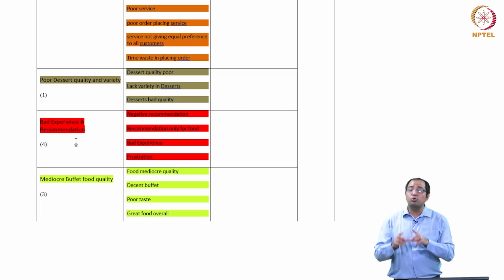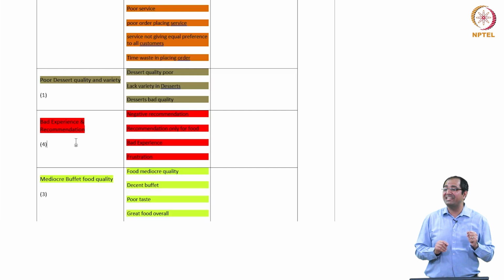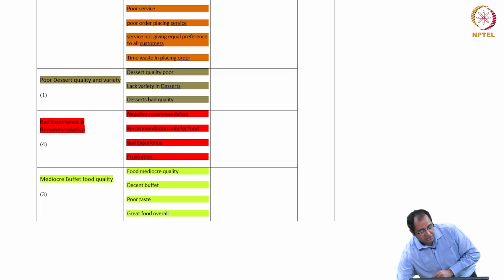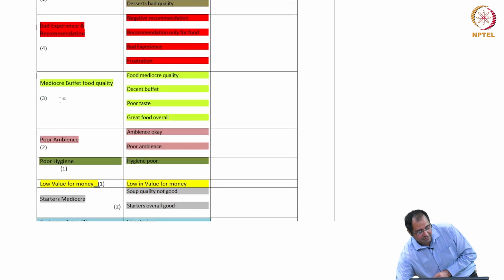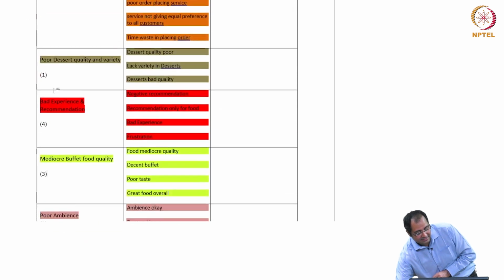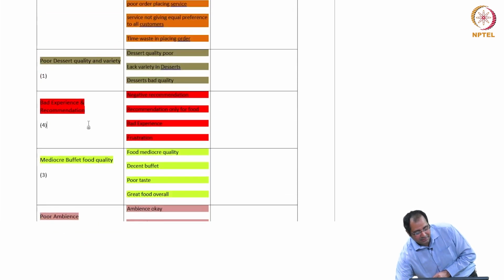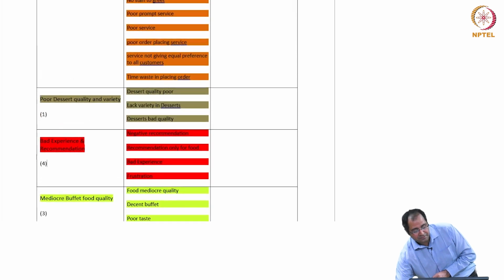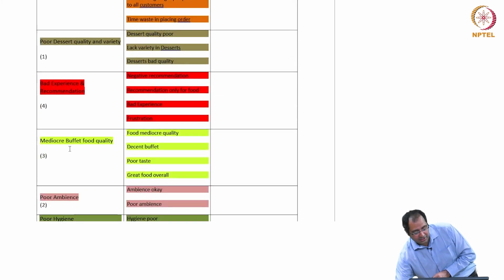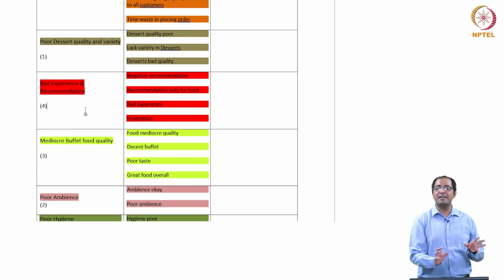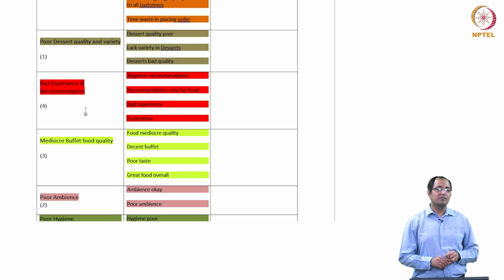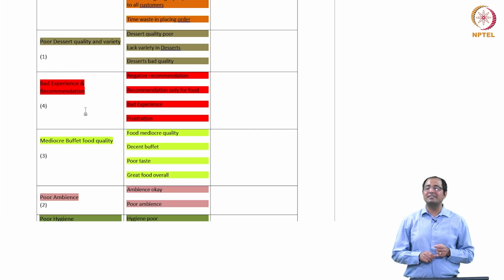Now in this case, you could also see the relationship between variables if you want to. So you have poor service quality, mediocre buffet food quality, both are 3, and bad experience and recommendation coming from 4. So which means poor service quality and mediocre buffet food quality might be leading to bad experience and recommendation. So in a way you can also tentatively look at the relationships.